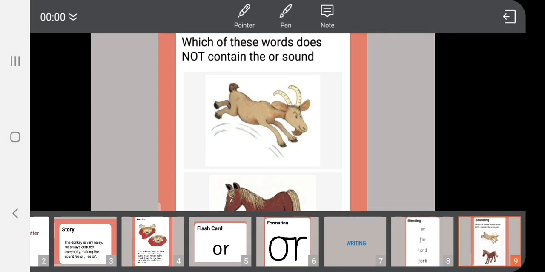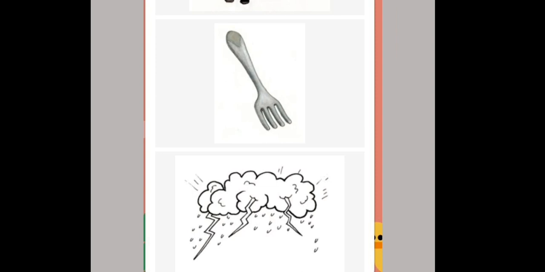Now listen again. The next one says fork. Do we have the sound "or" in fork? Yes, we do. And the last picture says storm. Do we have the sound "or" in storm? Yes, we do.